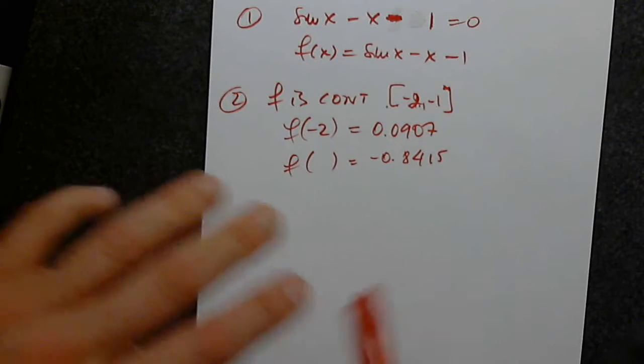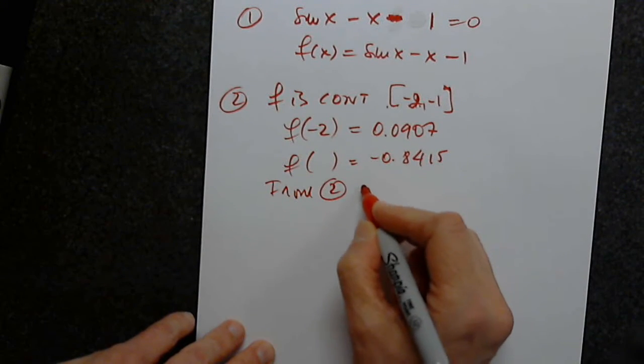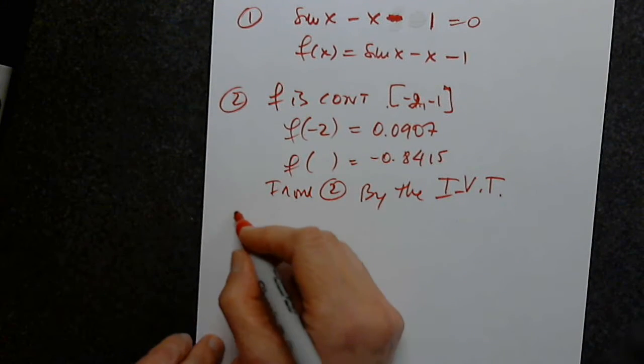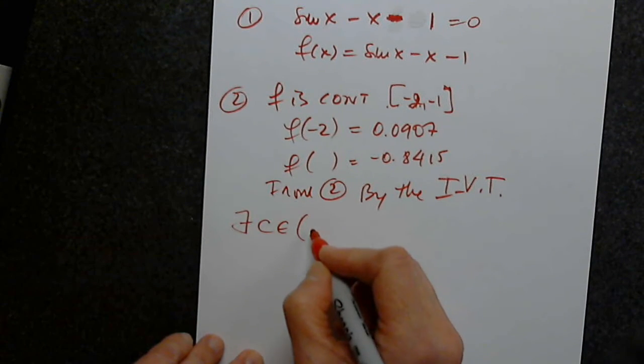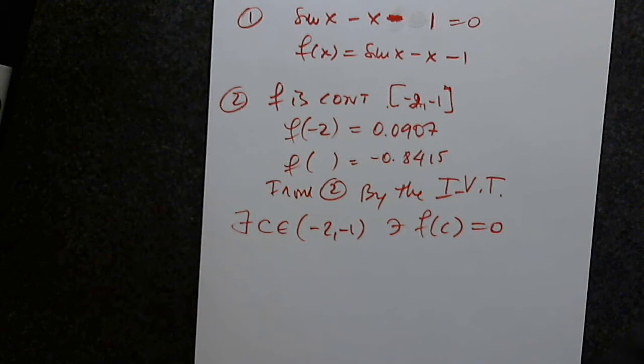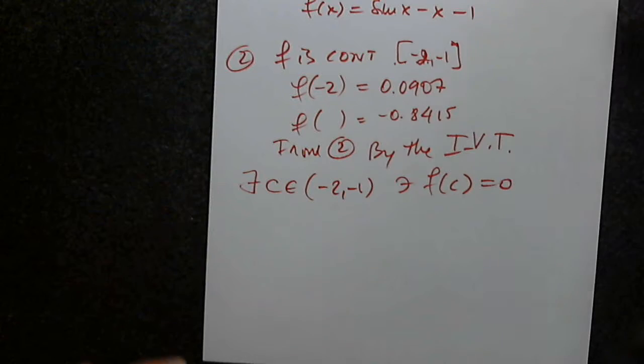So then I will say, from step 2, by the intermediate value theorem, there exists a C in the interval -2, -1 such that f of C is 0. So this is quoting the theorem. If the function is continuous and it changes sign on an interval, it must cross the x-axis there. It must have a solution there. So we know there is a solution between -2 and -1.